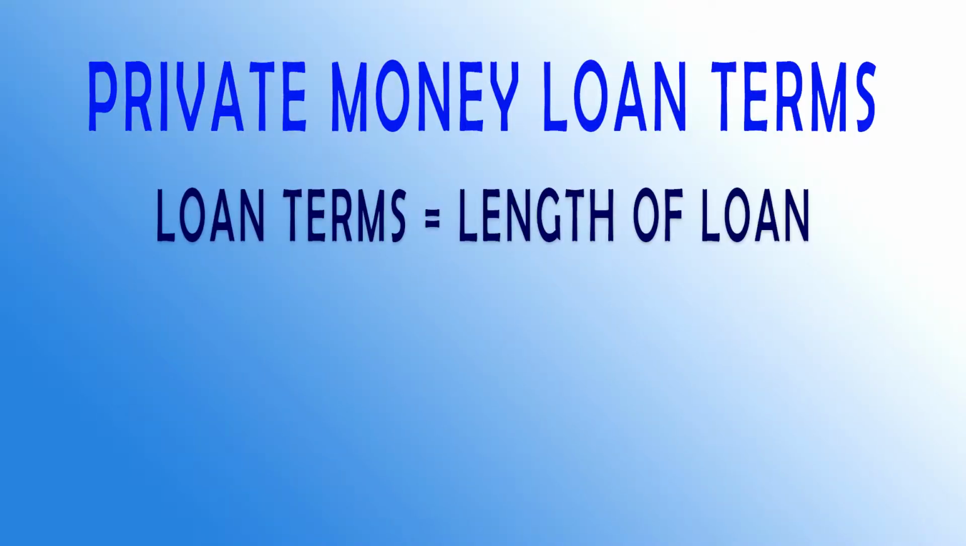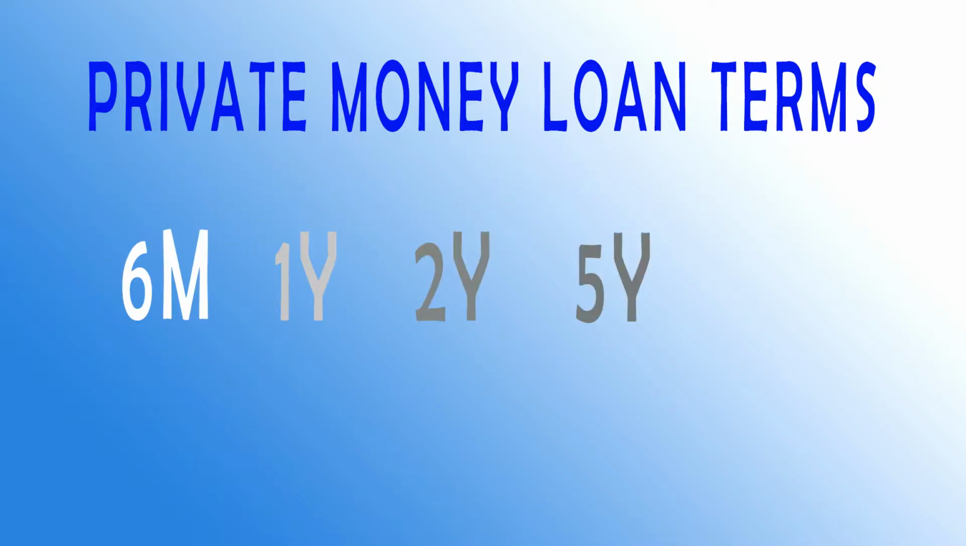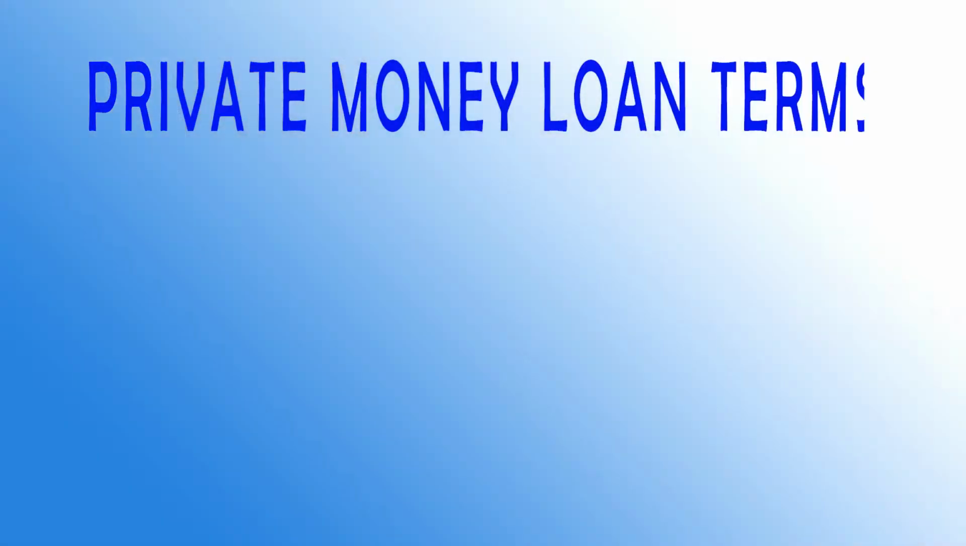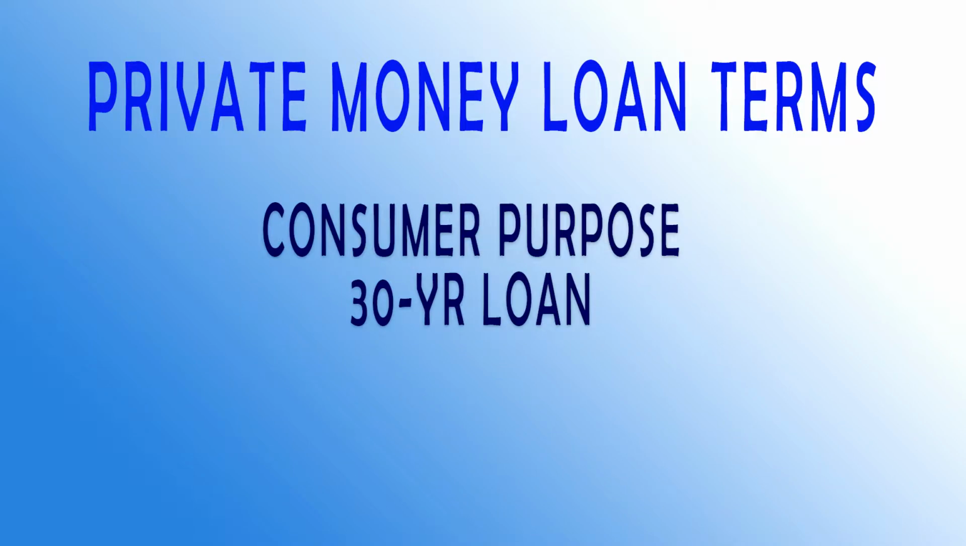About term, what we typically refer to as term in the private money business is the length of the loan. So most private money loans will either be 6 months, 1 year, 2 years, 5 years, sometimes 10 years. And then if we get into the consumer purpose side, they need to be fully amortized. What fully amortized means is that the loan has to have payments that will, over time, eventually pay off the loan to zero. So in our world, that means a 30-year loan. That's basically the loan terms that you'd be looking at on a private money loan.